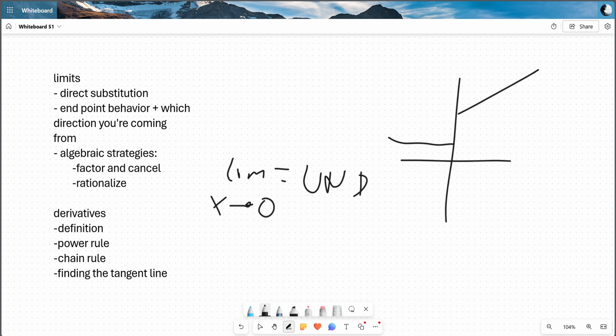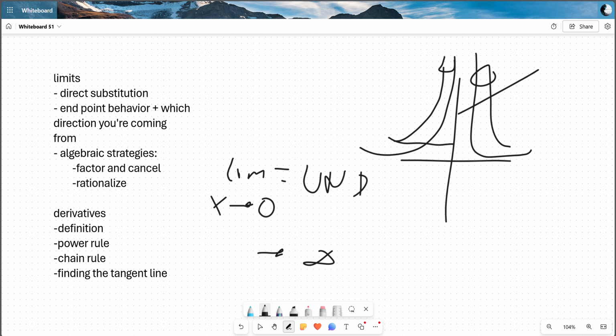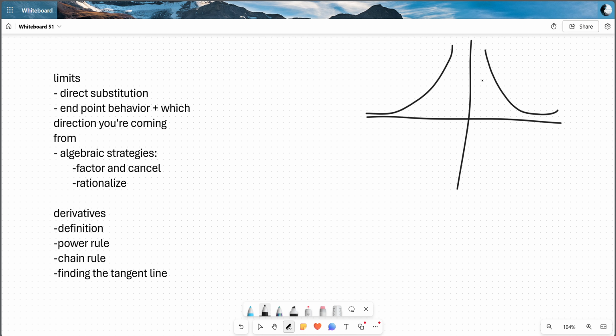What if we had something like this, where it's going to infinity this way? Well, then we can see from both sides, it's approaching infinity. Let me clear this up. Okay, so here we can see that this function, from both sides, is going up to infinity. So the limit of x tends to 0 would be equal to infinity, basically.